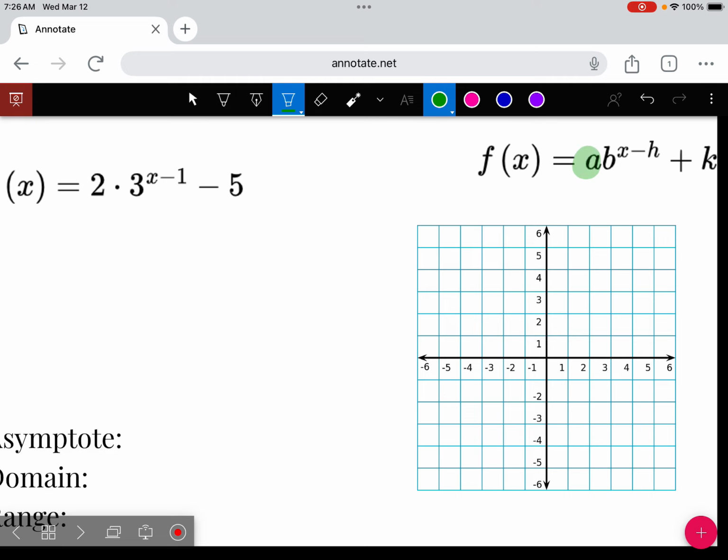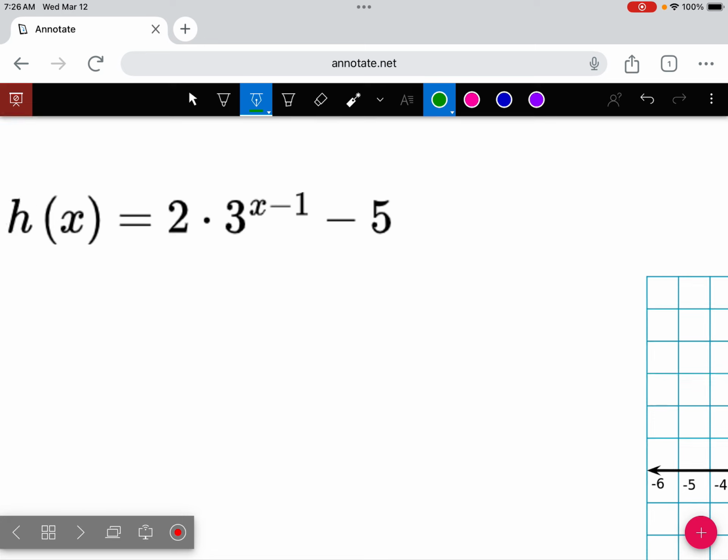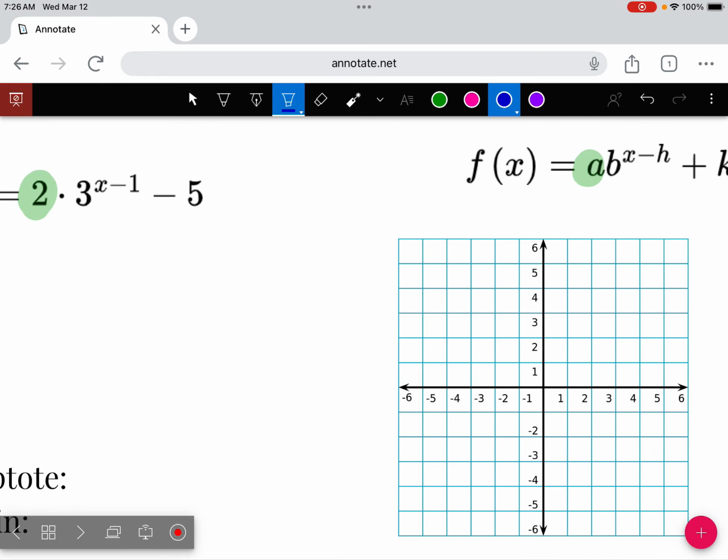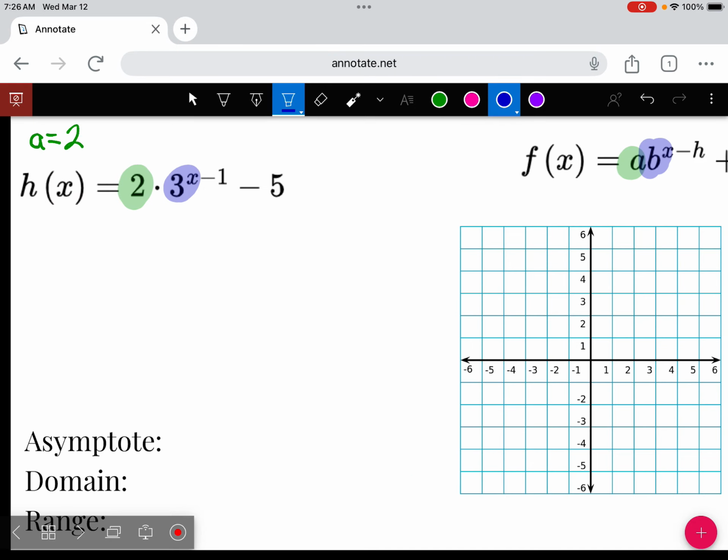What is our a for this function? 2. It's this number multiplied out in front, which makes the 3 what? The base. That's going to be what our parent function is based off of. So b being 3, that's my base. That means the 3 to the x is my parent.